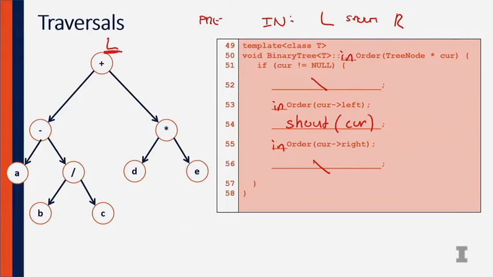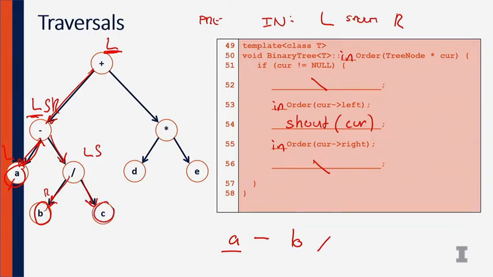So we've done left at the root node, so we move to the left, left at the root node, we move down here, left of A goes nowhere, so now we shout out A. The first thing we print out is A. Now we go back up, shout out the minus, and now we go into our right subtree, go left. Here at B, we're going to shout out B because there's no left child. Then we go right, going back up to division, we shout it out, division, then go right and go into C, and we have A minus B division C.